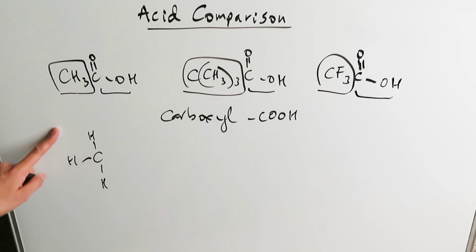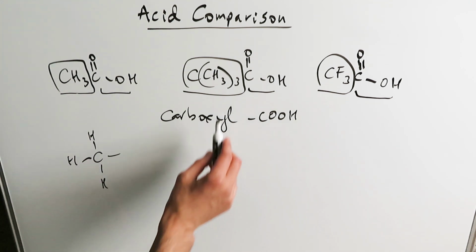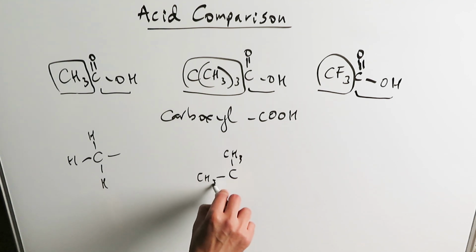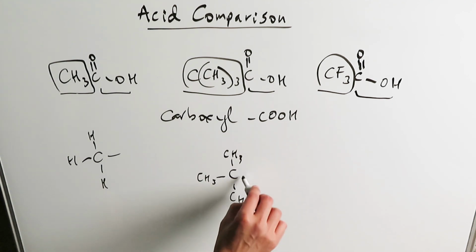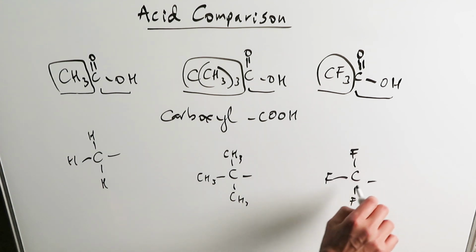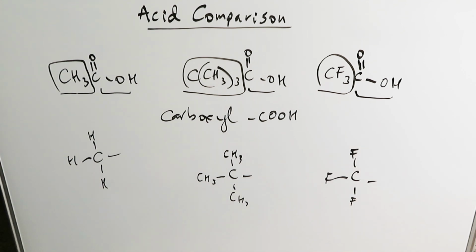When you look at this compound, you're seeing there's a methyl group attached to your carboxyl group. When you're looking over here, you have a carbon with 3 methyl groups attached. These 3 methyl groups are attached to a carboxyl group. Here you have 3 fluorine atoms attached to the carboxyl group. But which of these is the strongest, which is the weakest, and why is that the case?